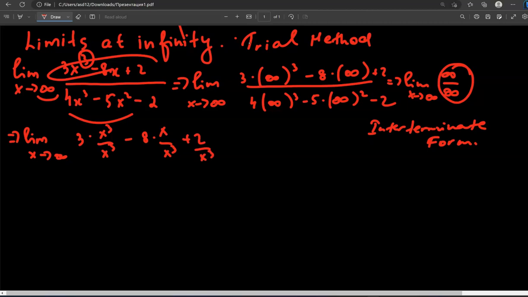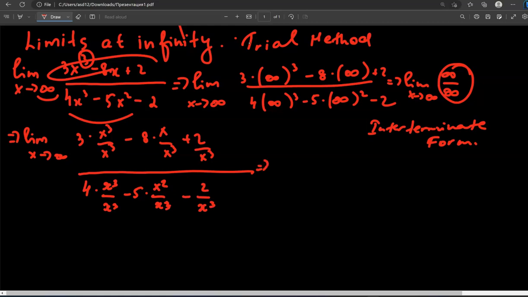I should divide separately the numerator and, as well, the denominator. So in the denominator it's 4x cubed divided by x cubed, and minus 5x squared, sorry, this is x squared divided by x cubed, right? And minus 2 divided by x cubed. As you can see, I did everything separately. So in this case, we have the limit as x approaches infinity. This part cancels out, and we have only 3. Then minus, I would like to write this one in a separate form.